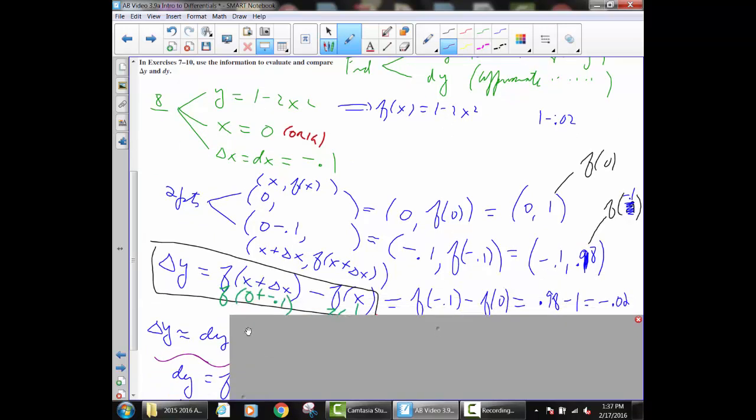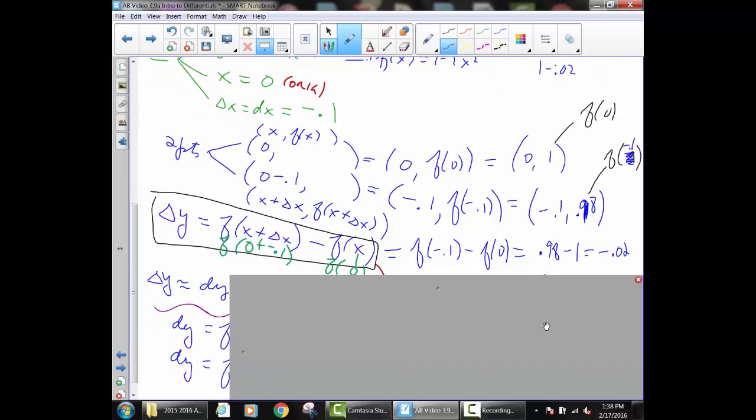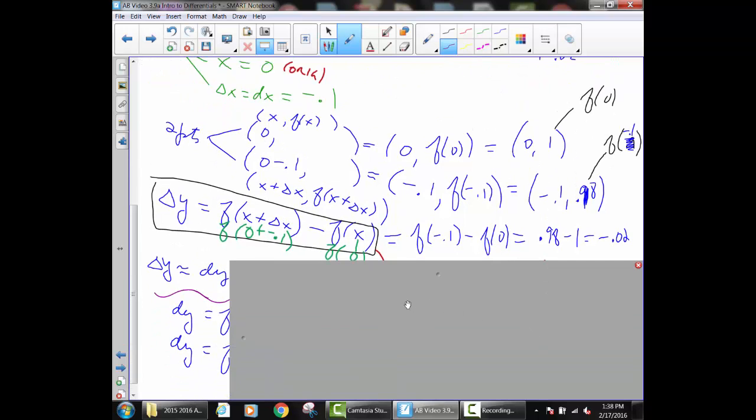So what is delta y? Delta y is the actual change in the y, which is the new y value, f of x plus delta x, minus the old y value, which is f of x. X being the pretty number 0, and your delta x is negative 0.1. So this becomes f of 0 plus negative 0.1, which is f of negative 0.1, minus f of 0. F of negative 0.1 turns out is 0.98, which we already found here, minus f of 0, which is 1. So the actual change in y is negative 0.02.